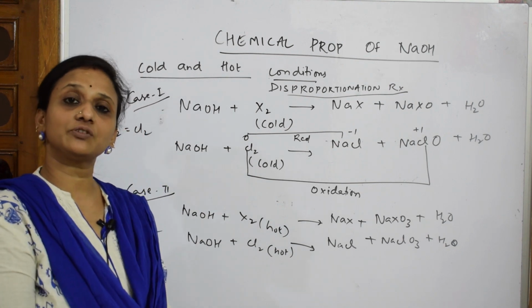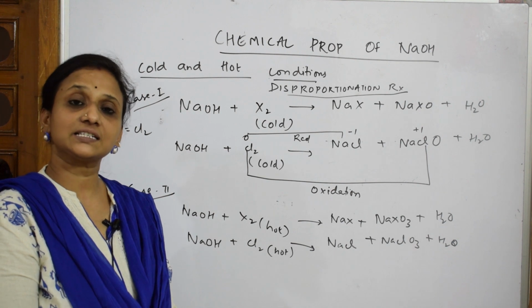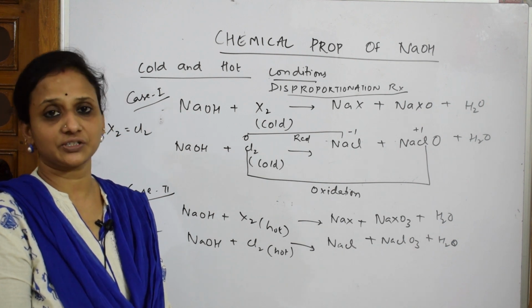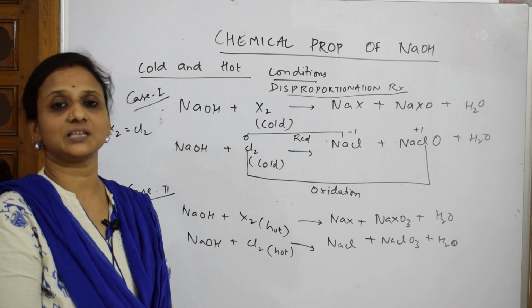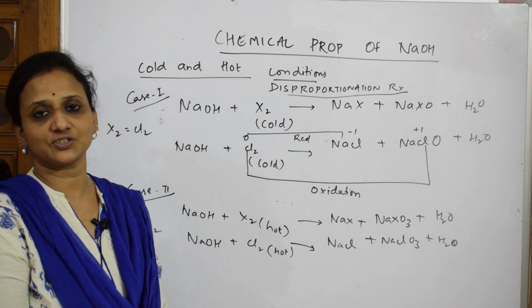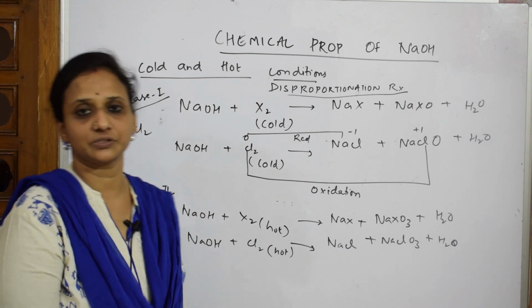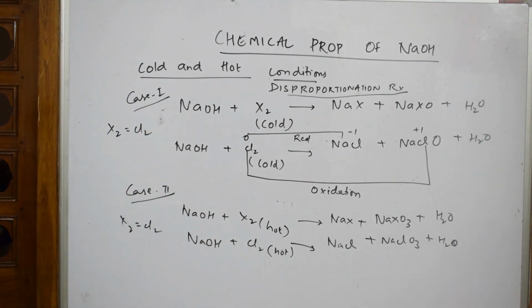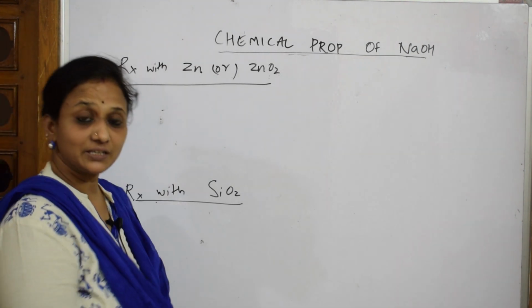Reaction of sodium hydroxide or caustic soda with hot and cold chlorine is a type of disproportionation reaction. What is that? In which both oxidation as well as reduction occur in the same reaction. You need to be very careful when such a reaction is given to you. So let us come back and do one more reaction with the reasoning question.